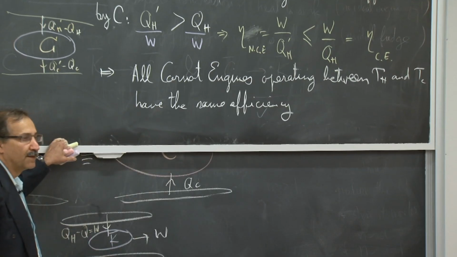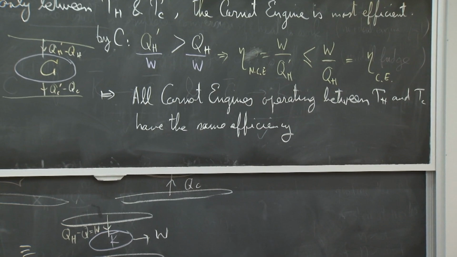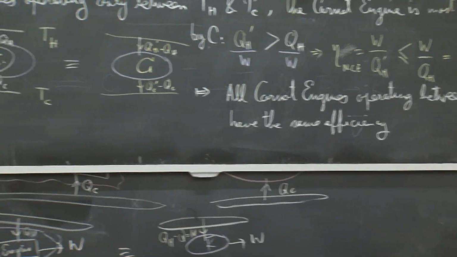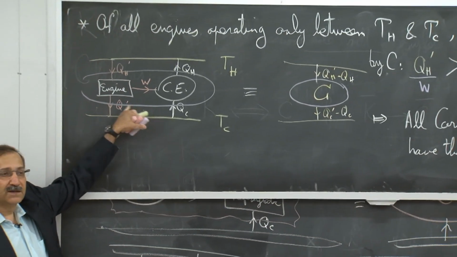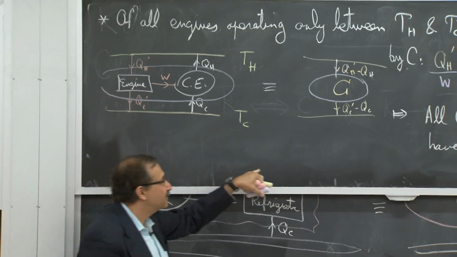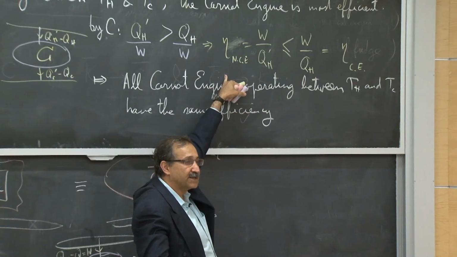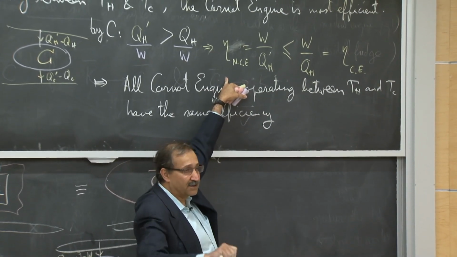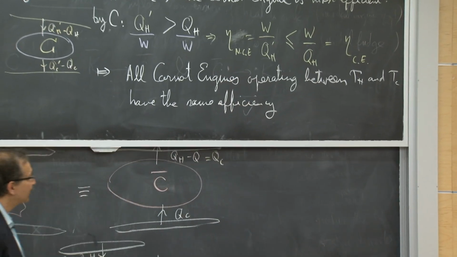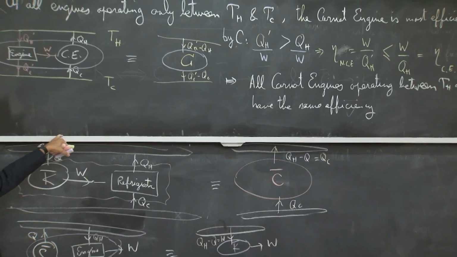Okay. And the statement is, suppose I had 2 different Carnot engines, Carnot engine 1 and Carnot engine 2. I can use one to run the other one backward, and I would get that the efficiency of Carnot engine 1 is less than or equal to Carnot engine 2, or the other way around, that 2 is less than or equal to 1, and hence the only possibility is that they are the same.